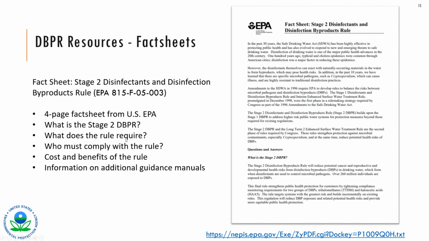The next fact sheet is the Stage 2 DBPR fact sheet from EPA. This is similar to the previous fact sheet I mentioned before. It's a 4-page fact sheet, and it uses a question and answer kind of format to help water systems understand what the Stage 2 rule is. So what the rule requires, who must comply with the rule, another cost-benefit analysis where EPA quantifies how many cases of bladder cancer can be mitigated from the new rule, as well as approximate increases in household costs due to water systems having to implement changes to their system. The fact sheet also includes other guidance manuals that are available to assist with Stage 2 compliance, which I'll be highlighting later in this presentation.